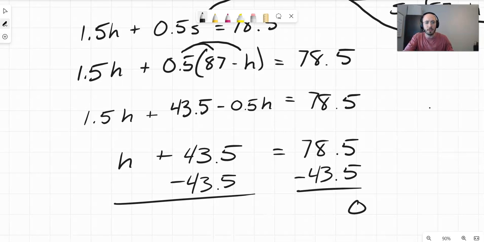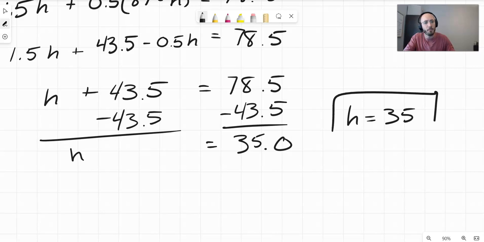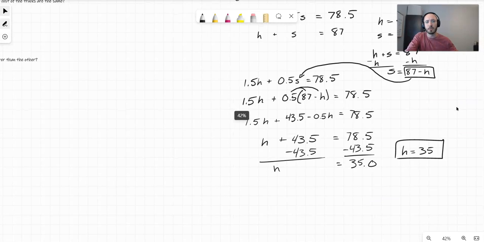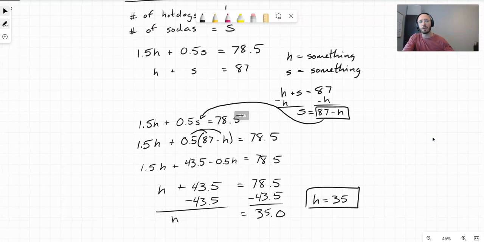Let's see, we get a 0 here, we get a 5 here, and we get a 3 here. So 35 on the right side and h on the left side. So we know now that h is equal to 35. All right, so that means that we sold a total of 35 hot dogs. All right, but how many sodas did we sell? Well, we can easily take this value for h, plug it into one of our equations, substitute it back in, and find out what s is.